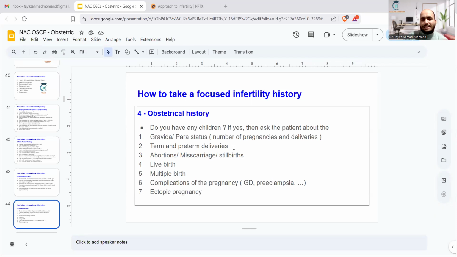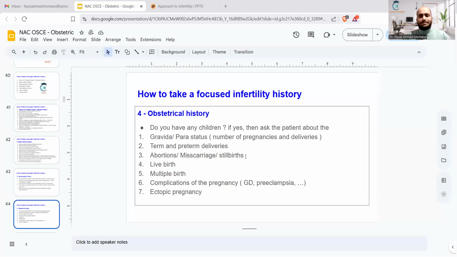When were they? Were they at term or preterm? Sometimes women may have cervical insufficiency, which makes it hard for them to carry a pregnancy to term, and they would have recurrent second trimester miscarriages. Ask about abortions, especially abortions that are done in a non-clinical situation or by non-experts.